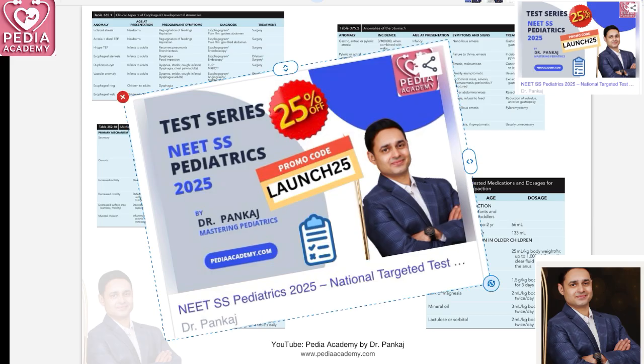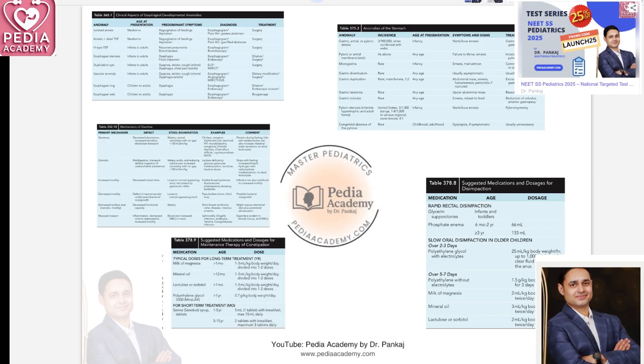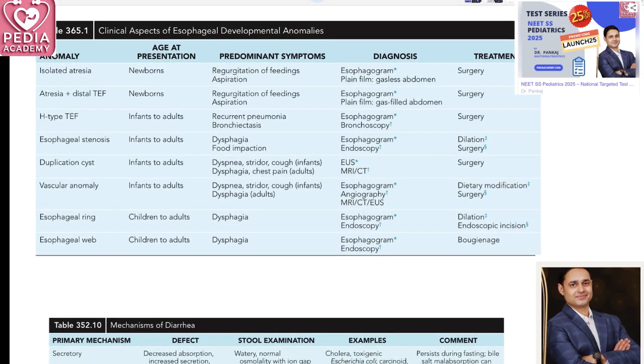Now we'll straight discuss GI tables in detail and salient points. So the first table is the esophageal developmental anomalies. Isolated atresia is seen in the newborn. If you see the plain film, it is suggestive of a gasless abdomen. So esophageal atresia will have a gasless abdomen. Obviously, regurgitation of feeding and aspiration will be there.